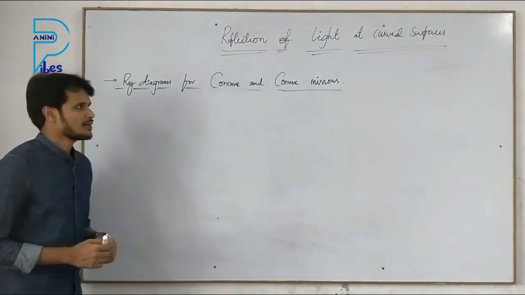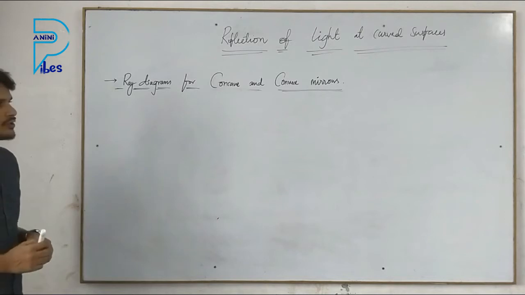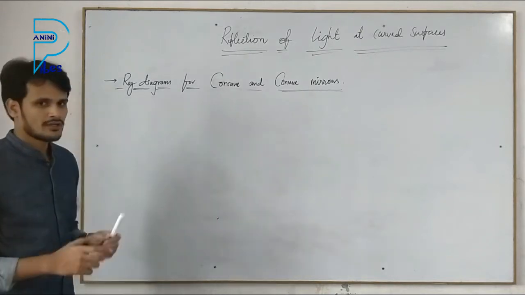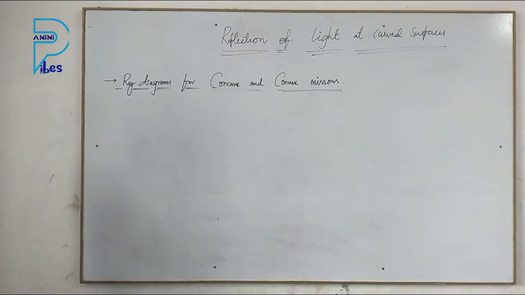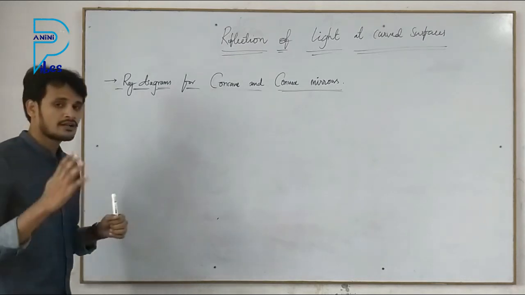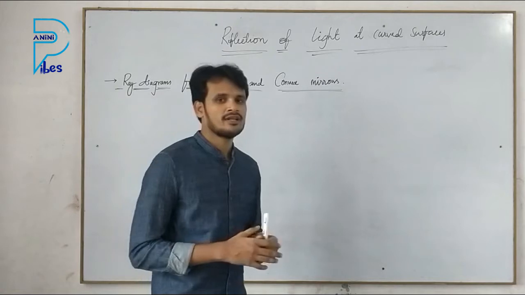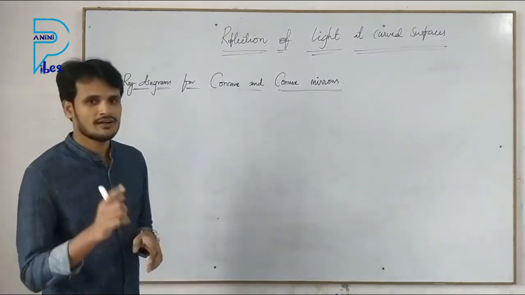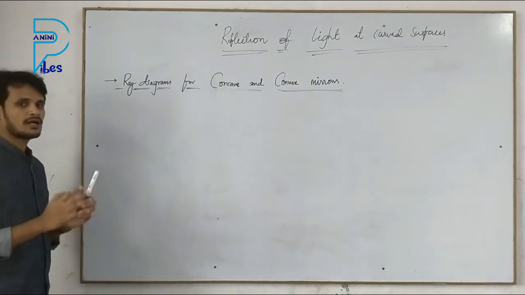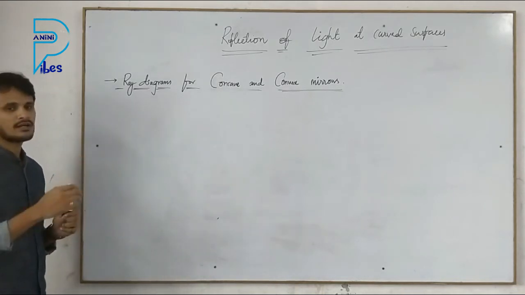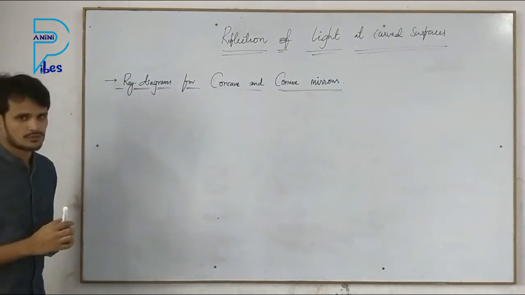Today in this class we are going to discuss ray diagrams for concave and convex mirrors. So let's see what the ray diagrams are for a concave mirror as well as a convex mirror. For a concave mirror, there are 4 ray diagrams possible. How many? There are 4 ray diagrams possible for a concave mirror. Let's see what the 4 ray diagrams are, which will be useful to us in further classes.